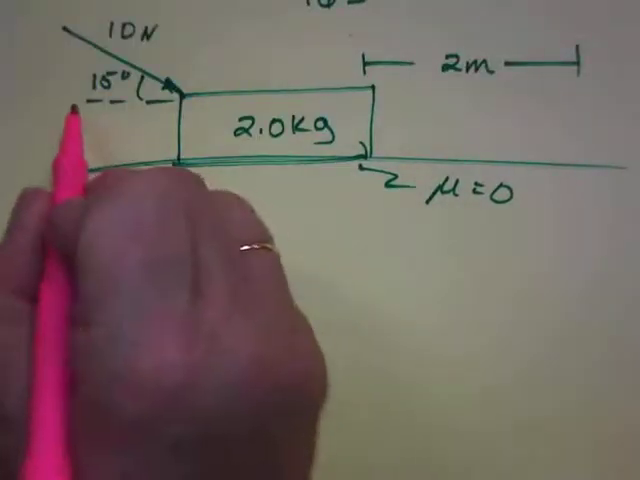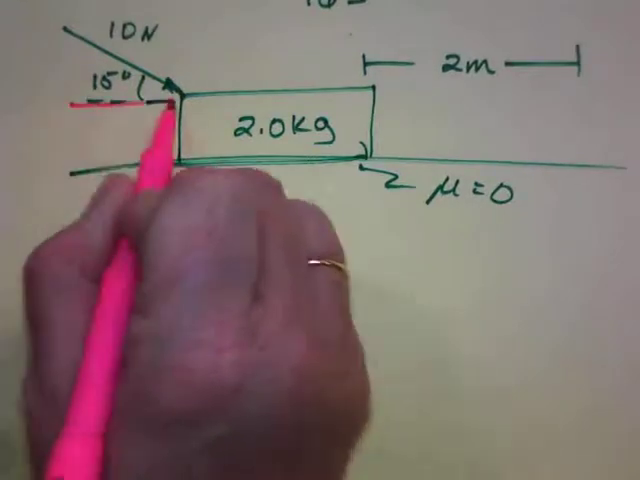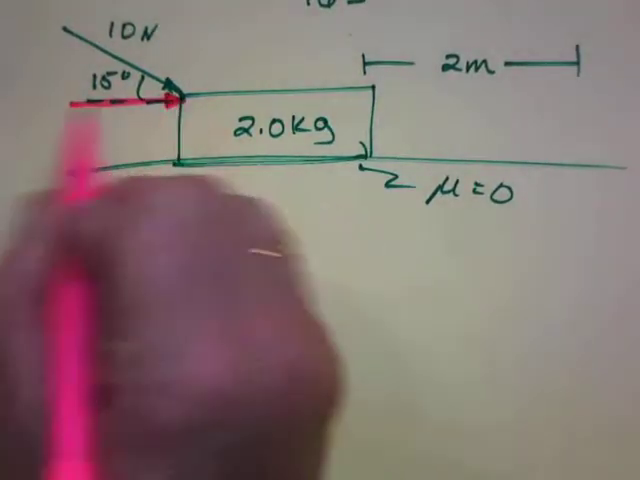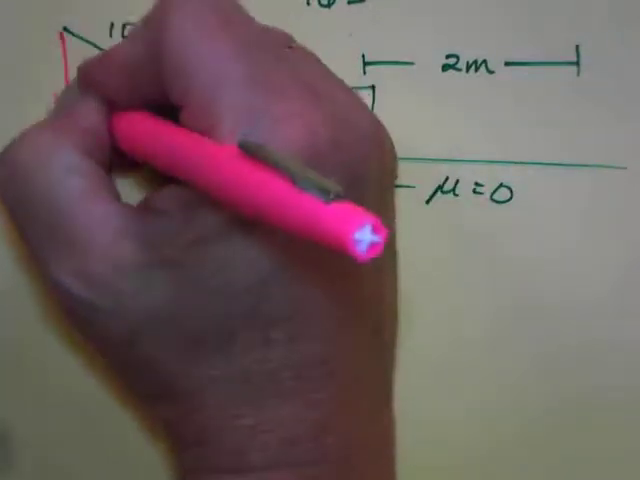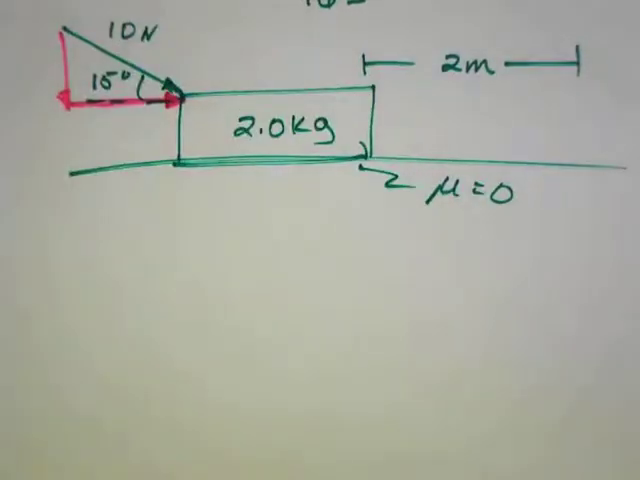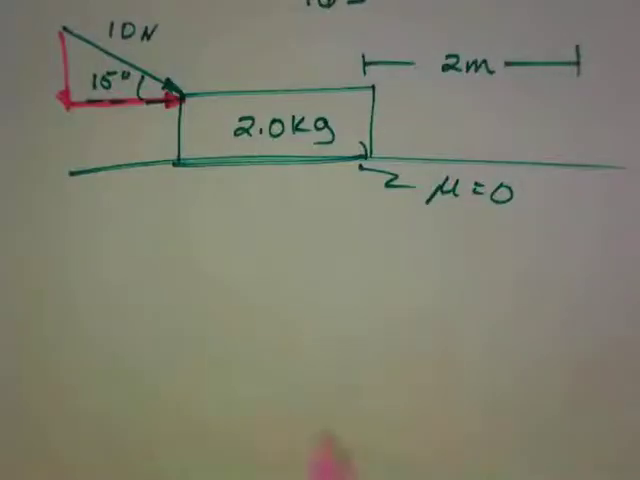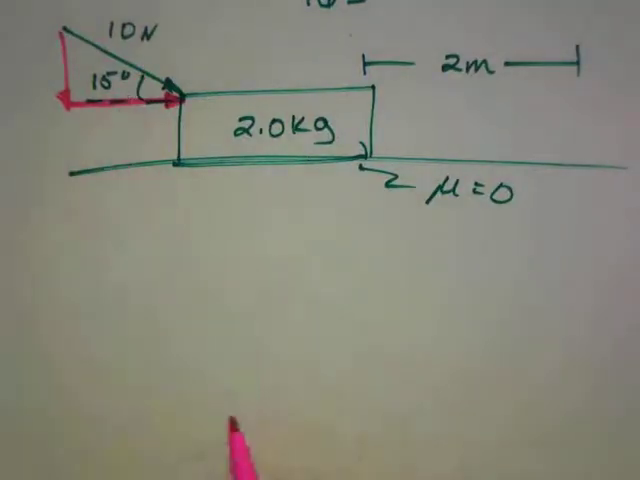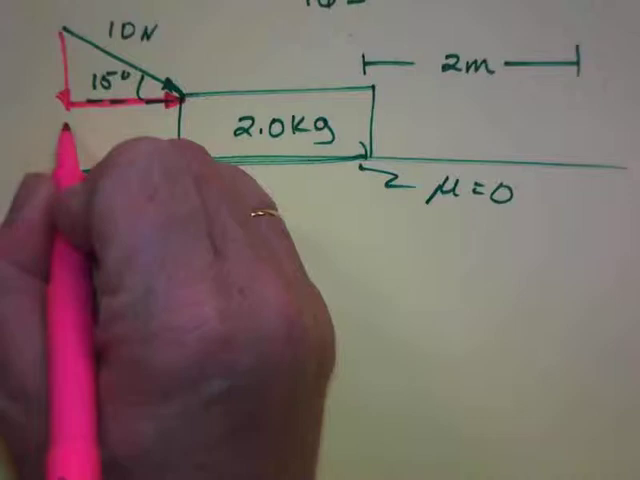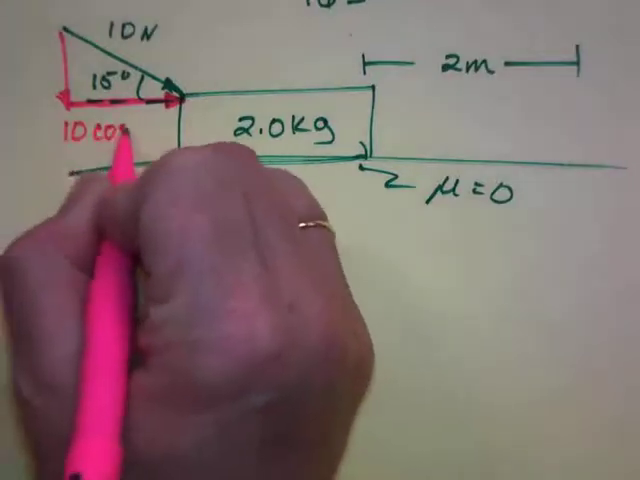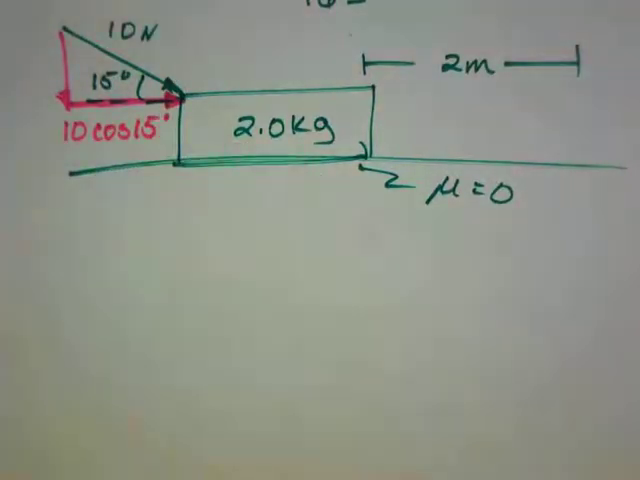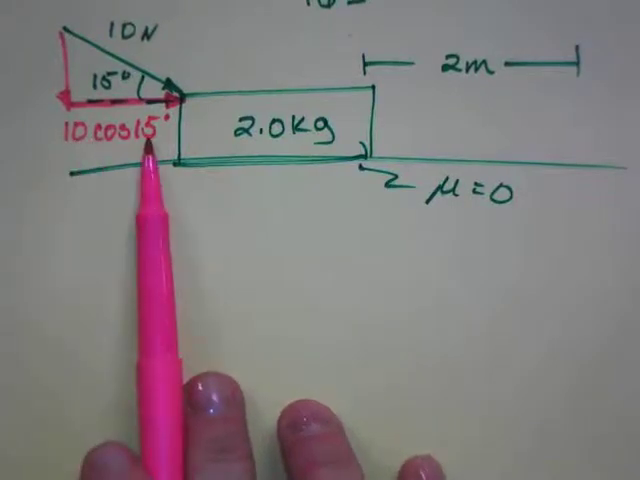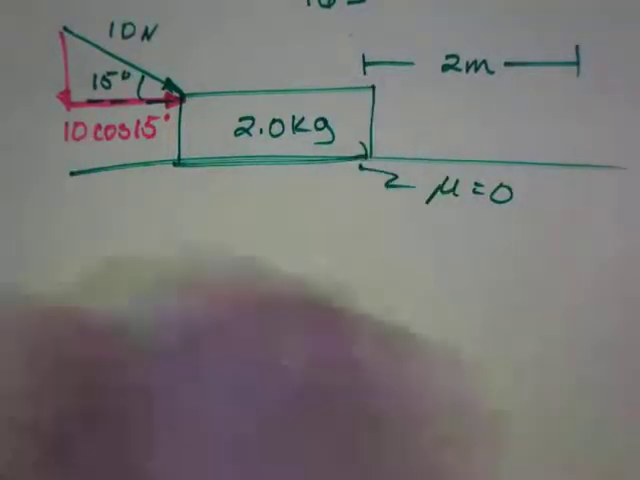So for energy or work, you always use the force in the direction of motion, which is going to be the horizontal component of this right triangle. Who can tell me what this component is in terms of 10 and 15 degrees? 10 cosine 15. See how easy this is now? So that becomes our force. So 10 cosine 15 is the force.